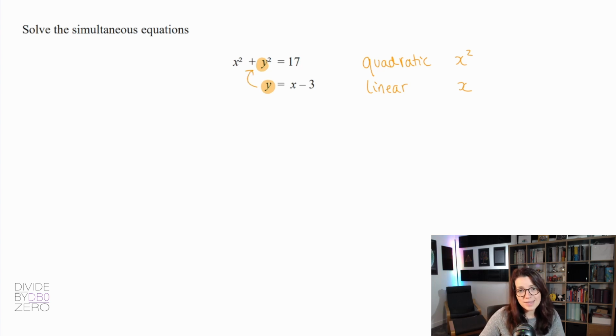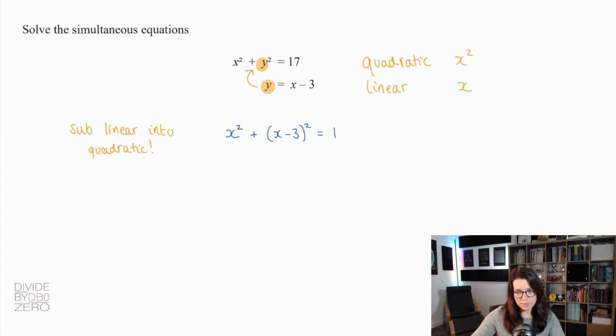And you can substitute either x or y in, but in this case, because it's y equals x minus 3, it's probably easier just to sub the y in. When you do that, you get x squared plus, instead of y squared, (x minus 3) squared equals 17.